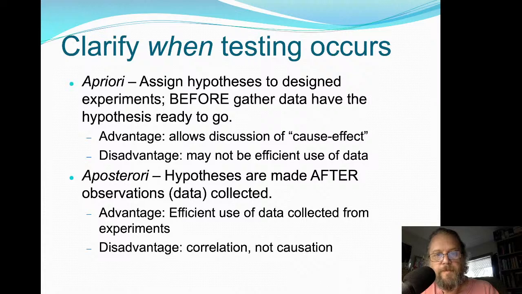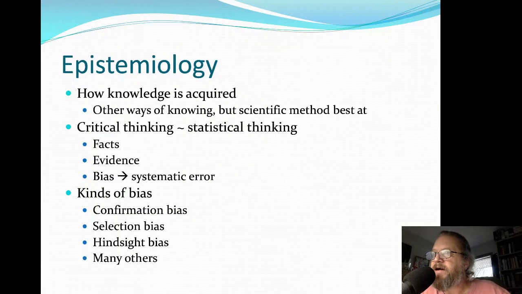Okay, so what I'm getting at is there's a whole discipline of philosophy that talks about how we actually know what we know. This is called epistemology. That's the field, how knowledge is acquired. And whether you buy into this or not, there certainly are other ways of knowing, but the scientific method is absolutely the best at identifying cause and effect.